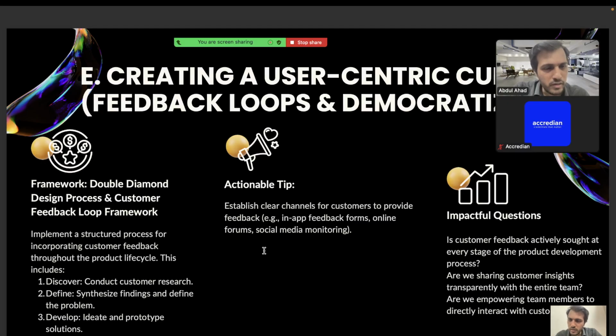As part of this, what matters over here is we want to learn: is customer feedback actively sought out at different stages of the product development? Are we sharing the customer insight transparently with the entire team or not? Are we empowering the team members to directly interact with the customers? All right.